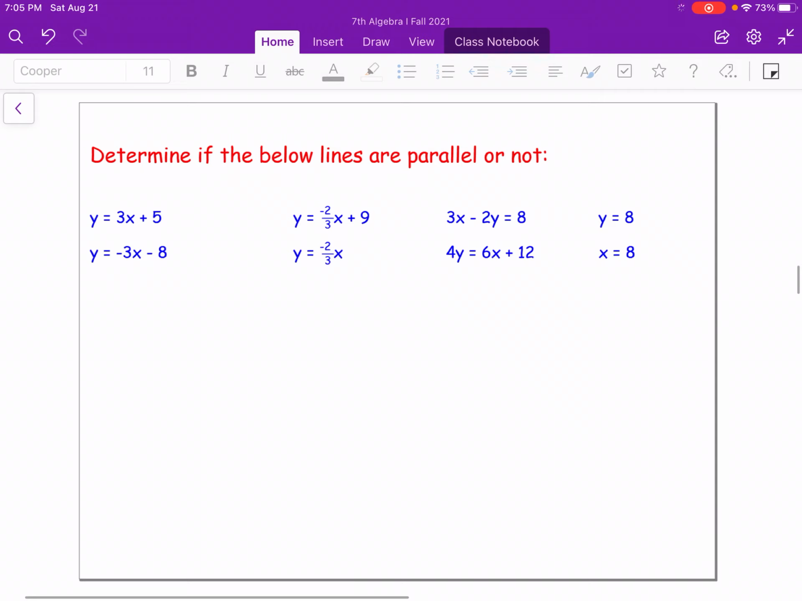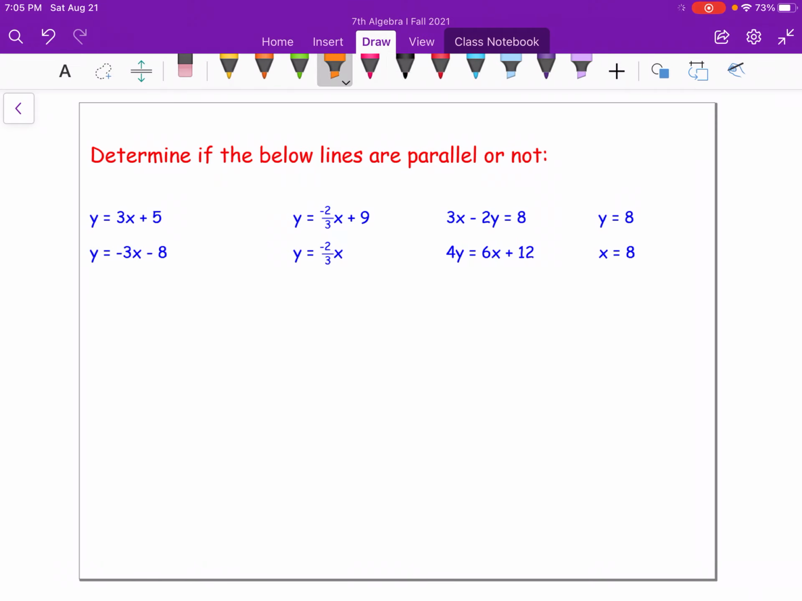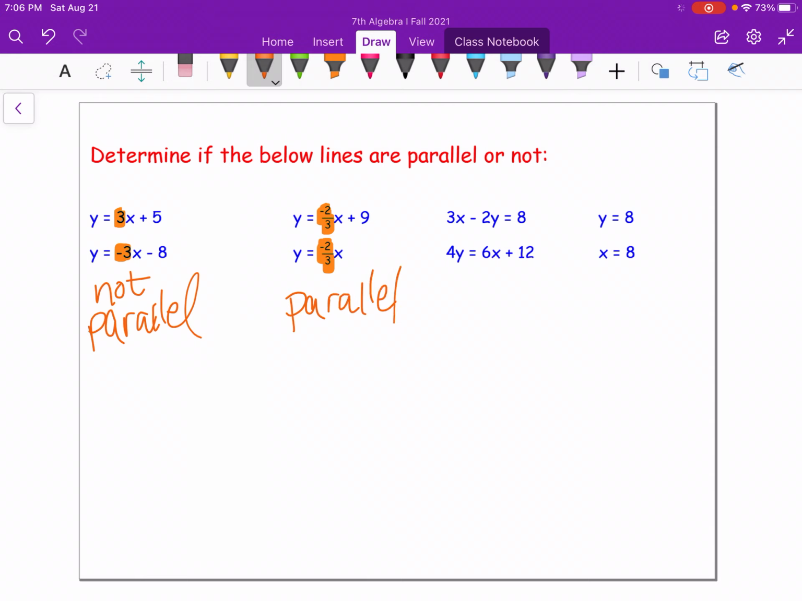Next we're going to determine if the lines are parallel or not. Basically we're just seeing, are the slopes exactly the same? This first one has a slope of 3. Second one has a slope of -3. 3 and -3 are not the same, so these are not parallel. The next example, -2/3 x plus 9, has a slope of -2/3. And y equals -2/3 x. I'm just comparing those slopes. I don't care about the y-intercept at all. So these are parallel because -2/3 and -2/3 are exactly the same.